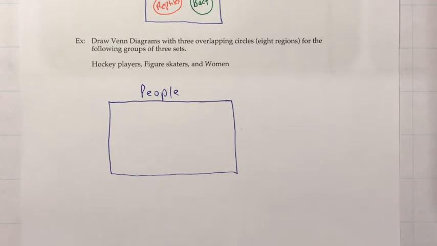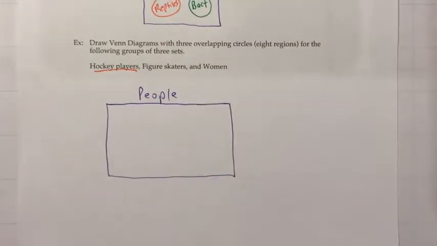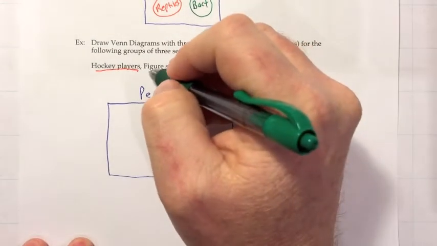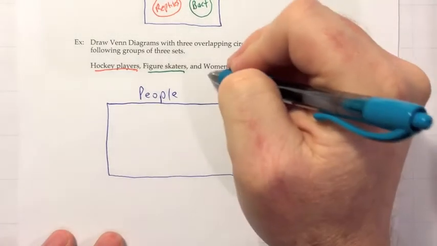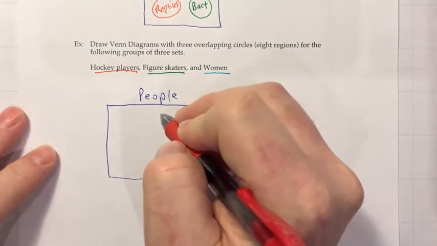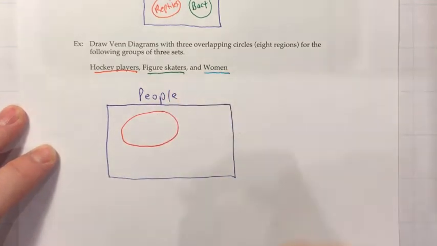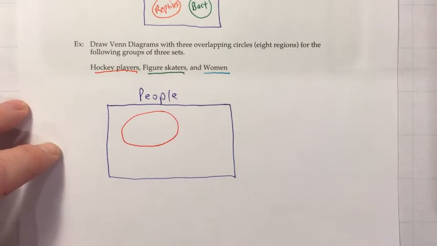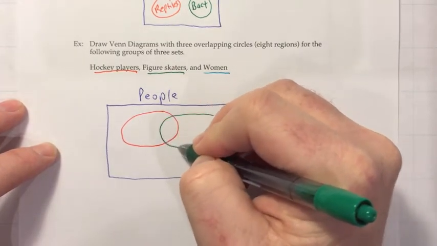We can go ahead and do some color coding again. We'll do hockey players in red, and I'll do the figure skaters in green, and then we'll go ahead and use this teal color for women. So we want there to be 8 regions, and they want all things to have the possibility of overlapping. So let me just show you how we do that. So we make our first kind of big circle here. So there's our hockey players, and then we bring in the figure skaters, and we do that like this.